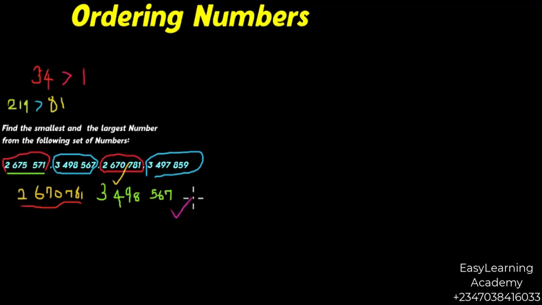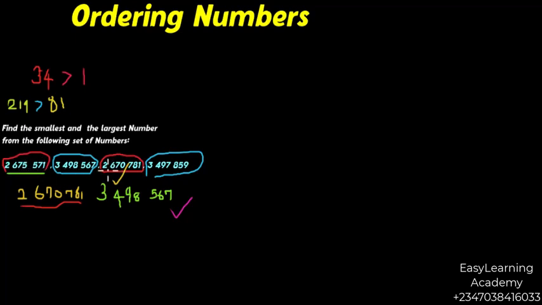So what it means when numbers like that are given, you check the digits in each position first, starting from the first. Keep comparing. When you see the least one, you can now bring it up, just like what we had here.